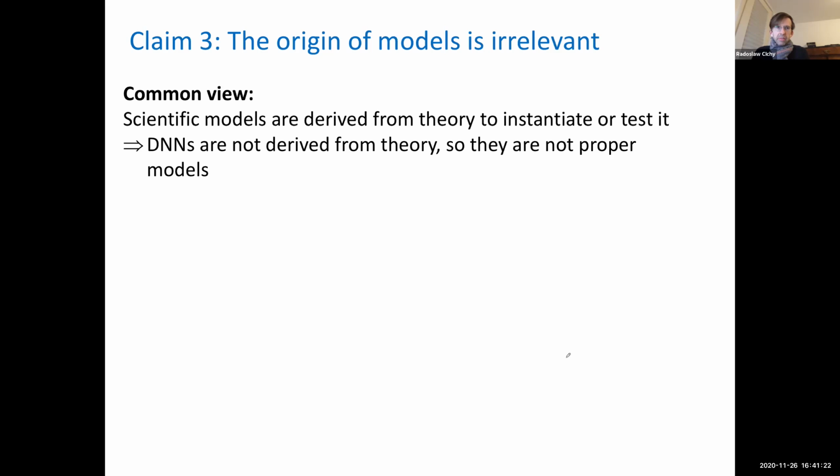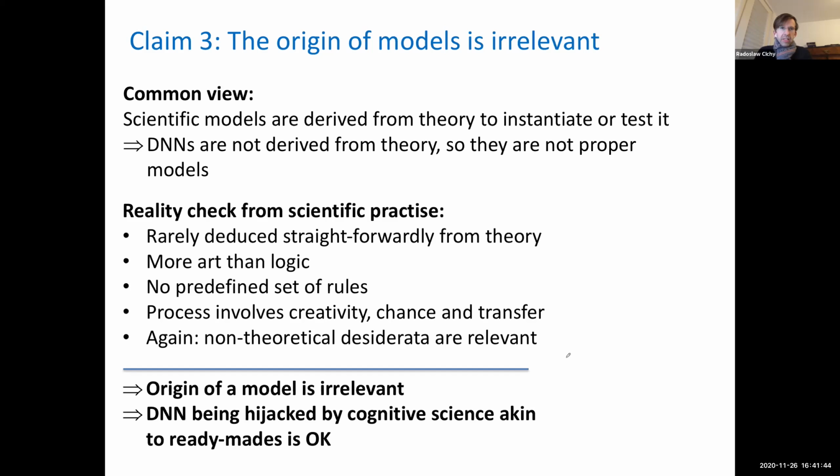Now, because deep neural networks were not derived from a theory about the brain, they are inspired by it, but they were built for engineering purposes to make computers see and understand language or speech. So they are not proper theoretical models, because real models should come from theory to test them and not from somewhere else. And I would say, no, that's not the case.